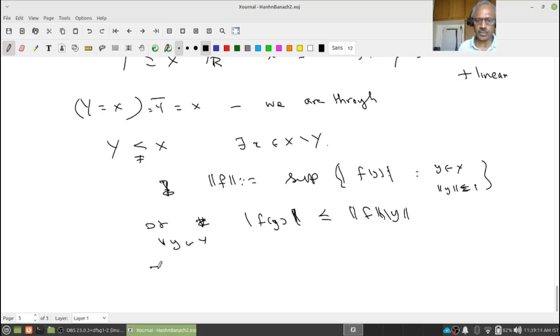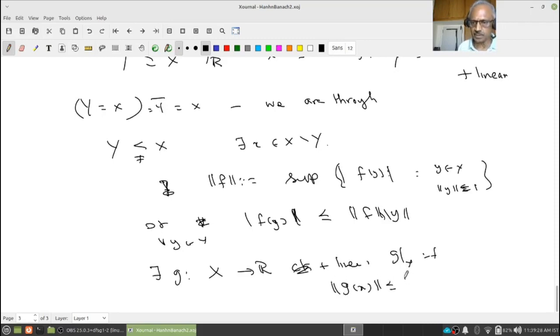Now what I want to show is that there is a G from X to R, continuous, in fact linear, and G restricted to Y is F, and mod G(x) is less than or equal to norm of F into norm of x for all x in X. So what does that mean? I am extending F to G such that the operator norm of G coincides with the operator norm of F. I just want a continuous linear functional, but I am actually claiming that the norm of the extension G is the same as the norm of F.